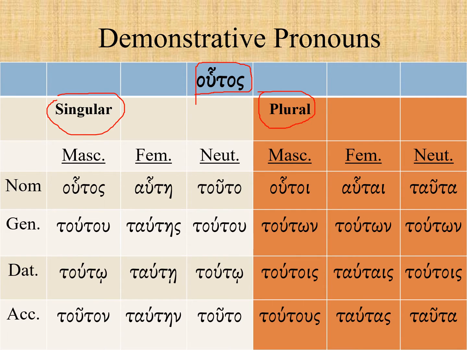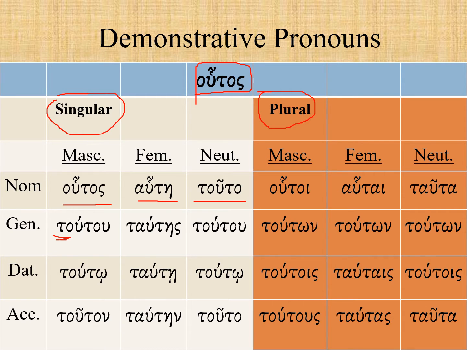If you learned well the case endings in masculine, feminine, and neuter, nominative, genitive, dative, and accusative, this really should be quite an easy task. Houtos is this in masculine nominative, and haute in feminine, and touto in neuter. Now you notice when we look at the genitive form, it does have a slight change at the beginning as well. The genitive form of houtos is toutou, dative is toutō, and accusative is touton.